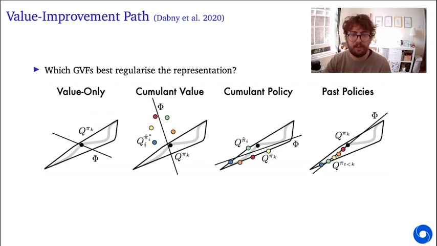In the second plot from the left, we instead consider the case where we include GVFs as auxiliary tasks, but these correspond to cumulants that are different from the main task reward. This means that their value actually lives outside of the polytope that we have defined, so outside of that triangle, and is visually depicted as these colored dots.